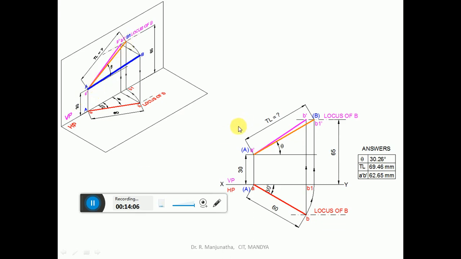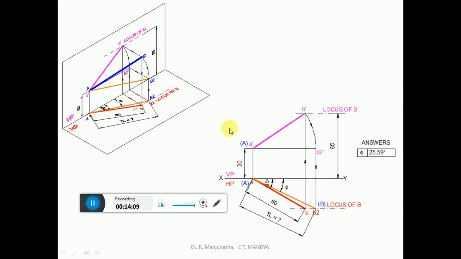Similarly, in the second step, we are considering the true length in HP. For that we have to consider the front view. You take A dash B dash and rotate it and make it parallel to HP. So that is A dash B2 dash. Then we project it onto the locus of B. When you project onto the locus of B, you are going to get the true inclination and the true length with respect to VP. So that is what we have done here. Join between these two. Then measure the angle phi. So this is how we will be able to find the solution.